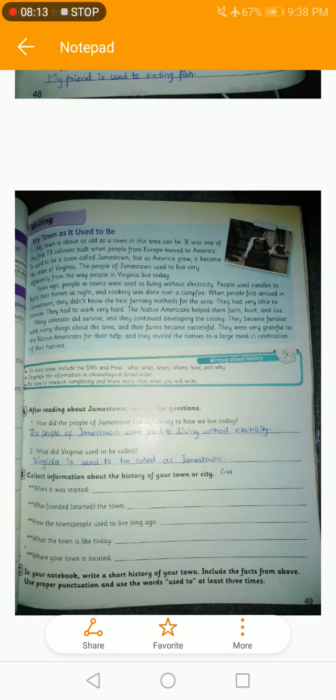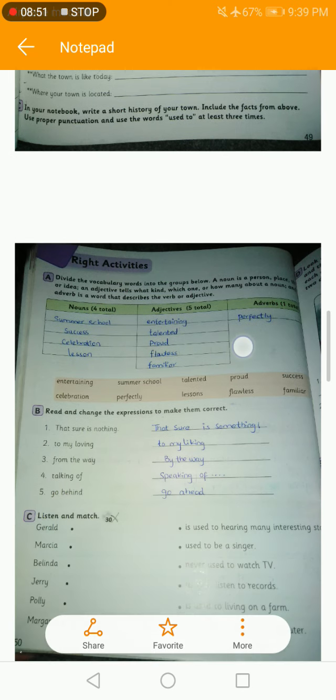Okay, now exercises B and C. In B, you have to collect information about the history of your city or your town or your village. You have to do this on your own because this is your classwork. You have to collect information about the history of the town in which you are living. And in exercise C, you have to write this information into your copy by using used to. Okay, now come to page number 50.